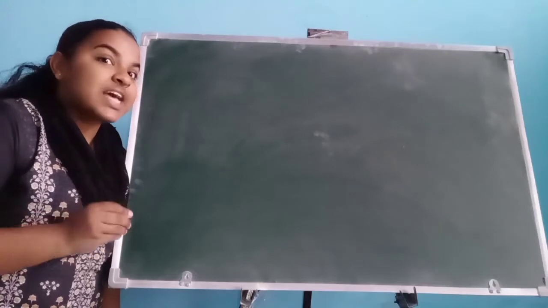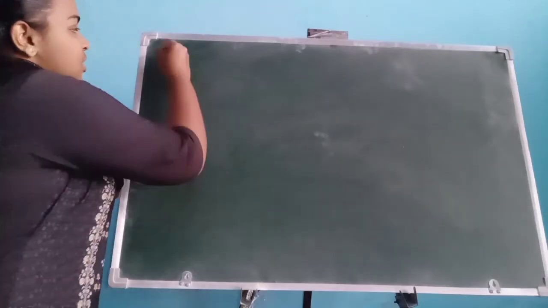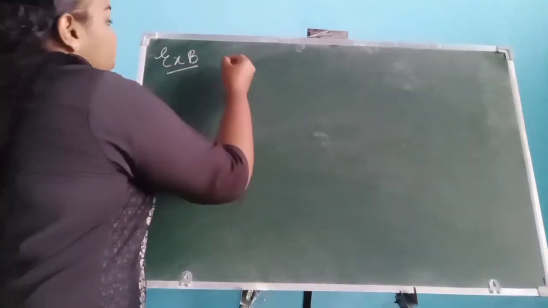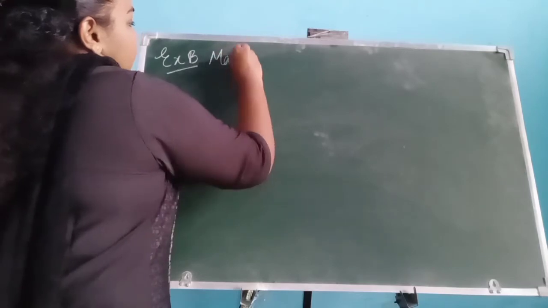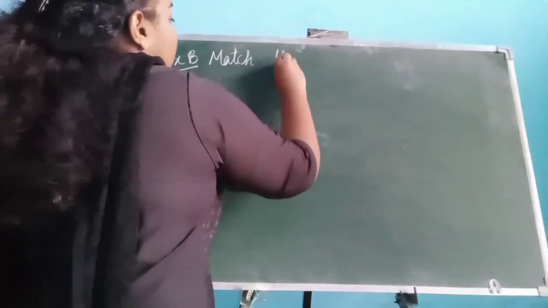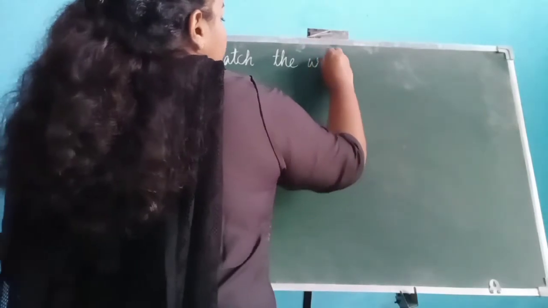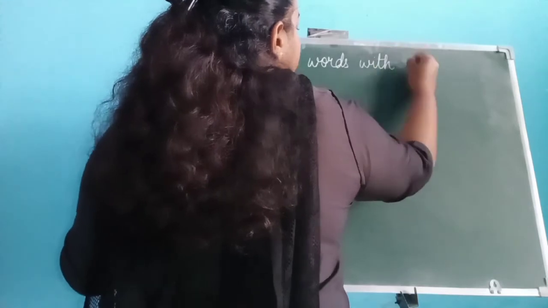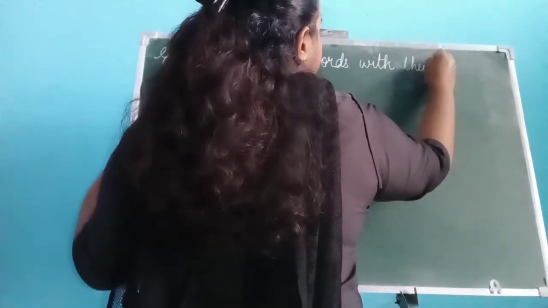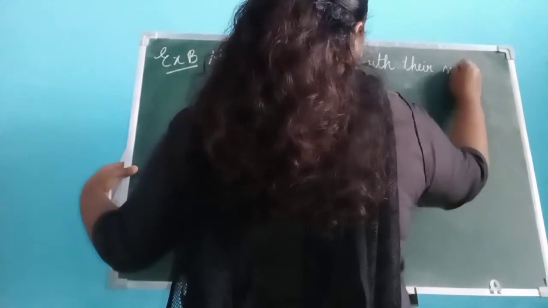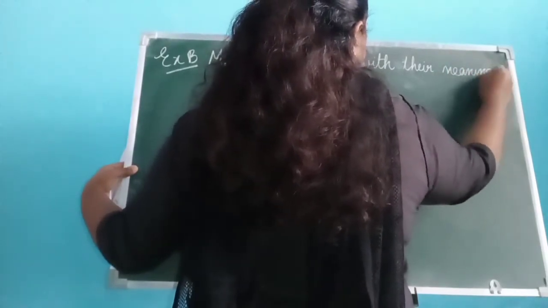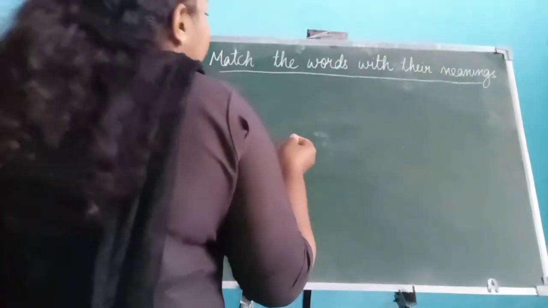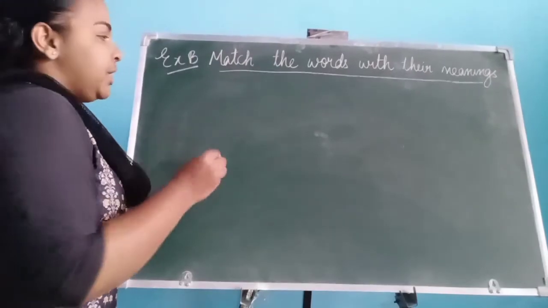Now, let's see exercise B of the chapter. So, exercise B, that is, match the words with their meanings. So, this is our question. We have to match the words with their particular meaning.